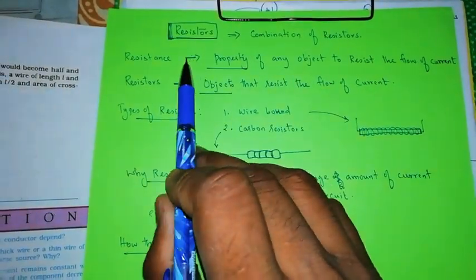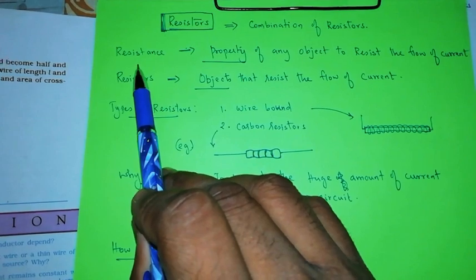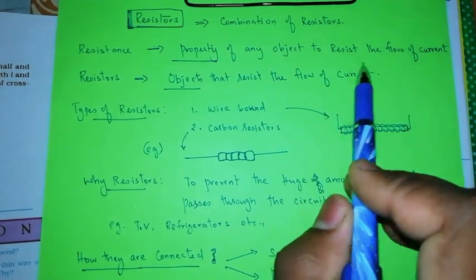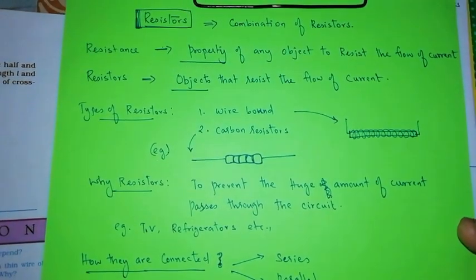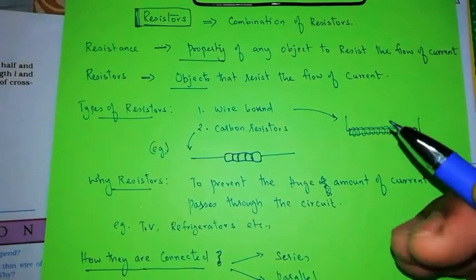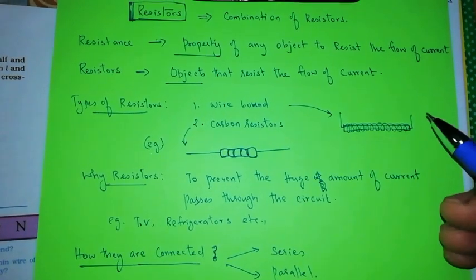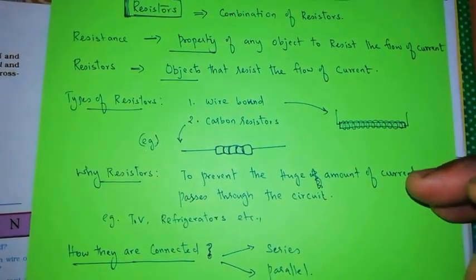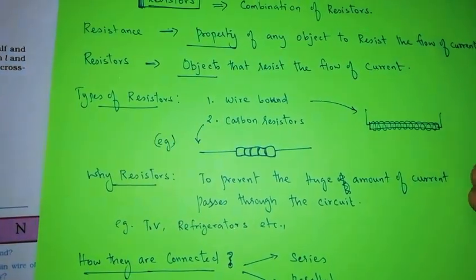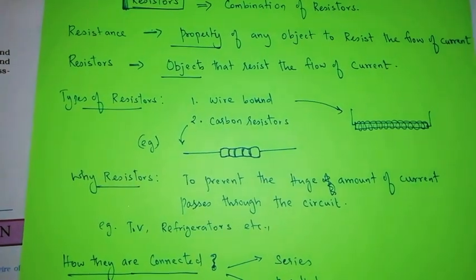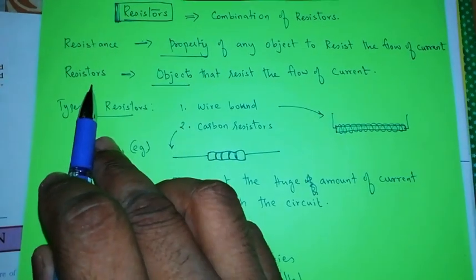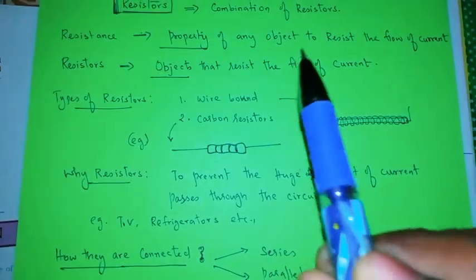First of all, we learn what resistors are. What is resistance? In the last class we learned it is a property of any object to resist the flow of current. For example, if there are lots of electrons in a metal or any kind of object, it resists more. So resistance is the property of how the flow of current gets resisted or stopped. What are resistors? Resistors are objects that really resist the flow of current.